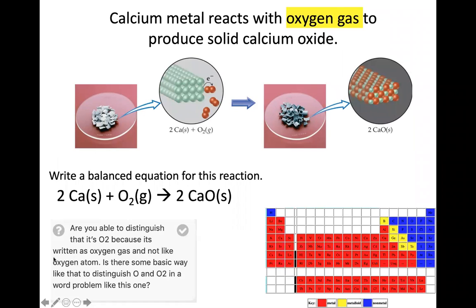So here was a question the student had. Are you able to distinguish that it's O2 because it's written as oxygen gas and not like oxygen atom? Is there some basic way to distinguish between the oxygen atom and the O2 in a word problem like this one? Excellent question. A lot of students had that. How do you know that it's listed as O2 as a reactant?